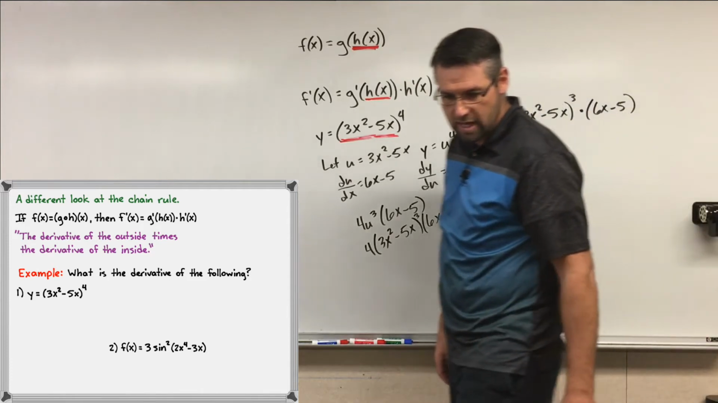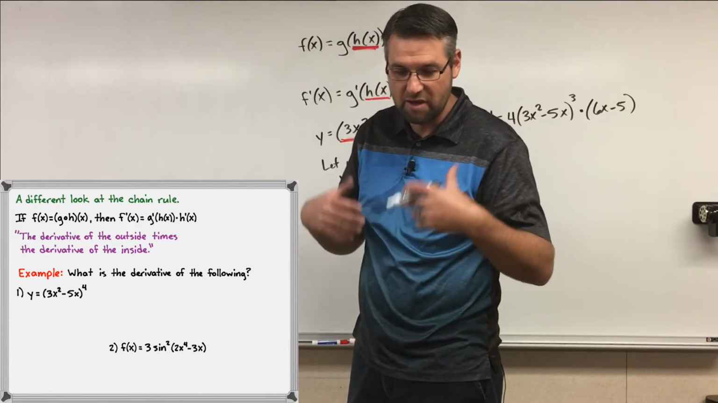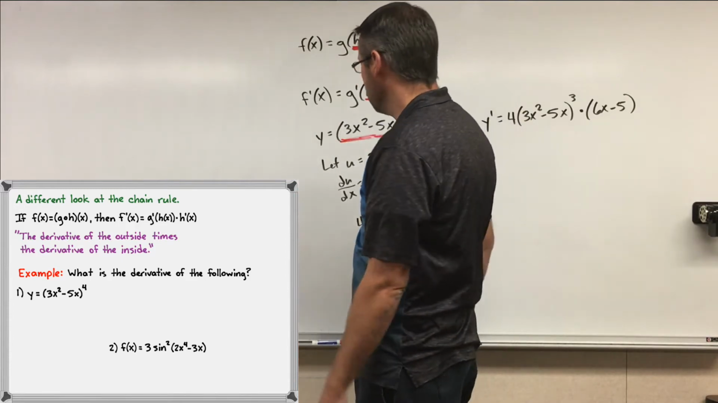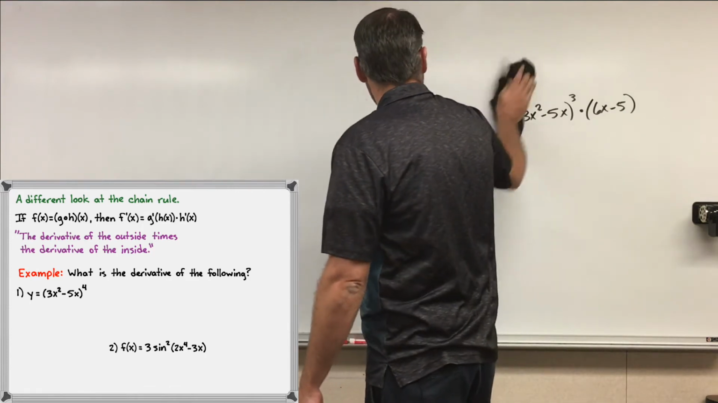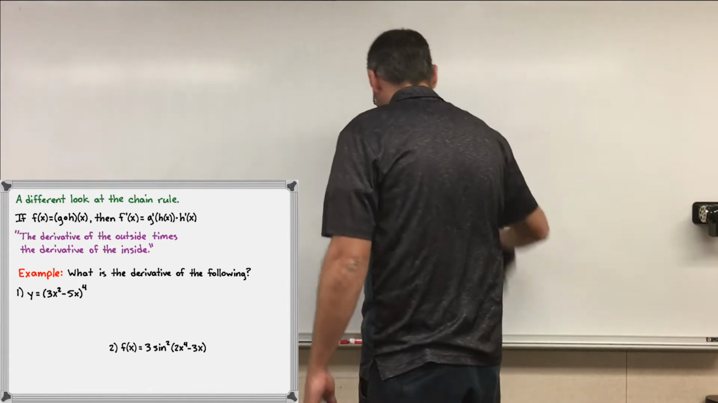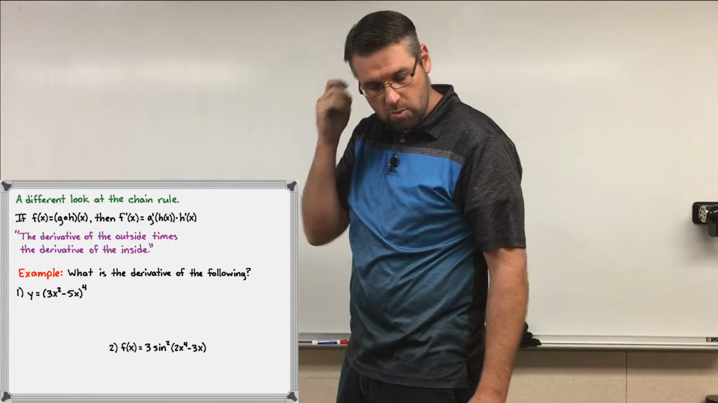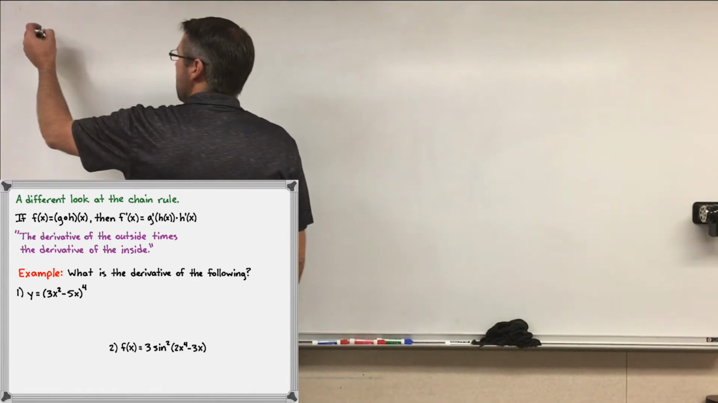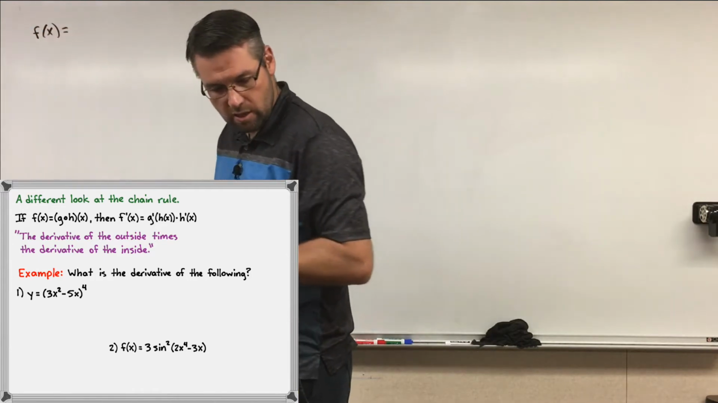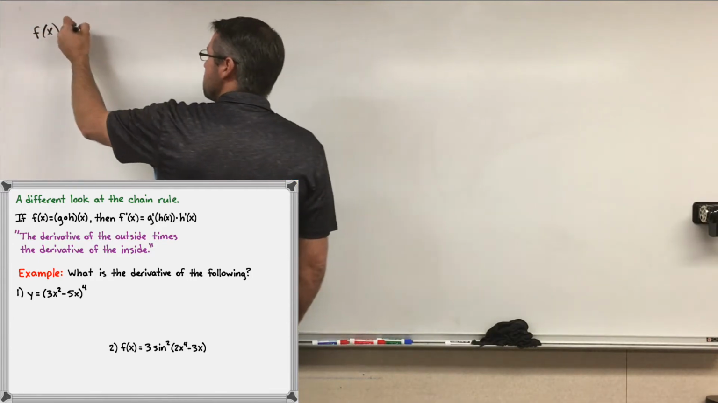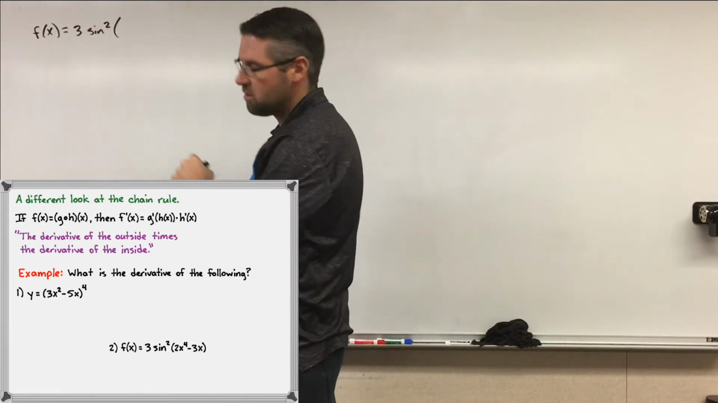Let's go ahead and take a look at a different example here. This actually is going to be a composition of a composition, if you would. So I'm going to go ahead and erase all this to make sure I have room. Not that it takes a lot, but a composition of a composition would take a lot longer probably to do using the chain rule.